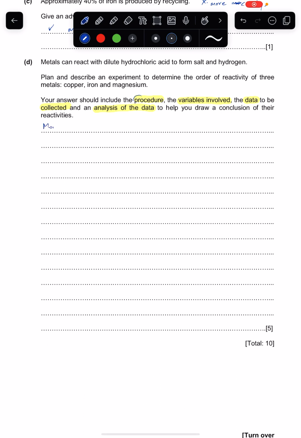The big idea here, in other words the theory, is this: the more reactive the metal means a more vigorous reaction, or in other words, faster. So that's the idea. More reactive means faster, which makes sense, you see.